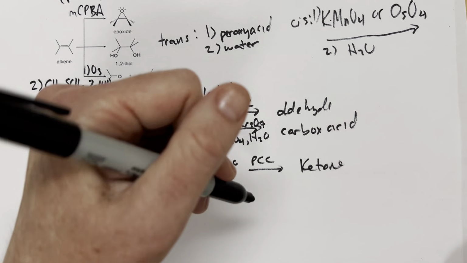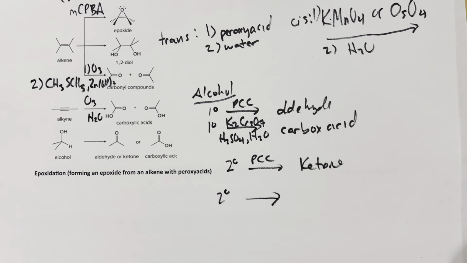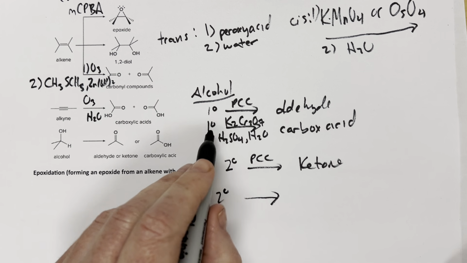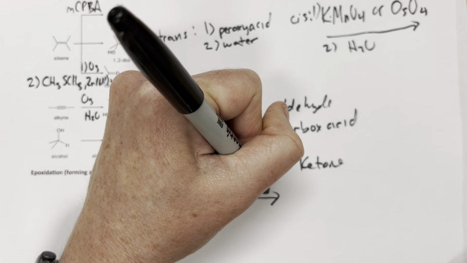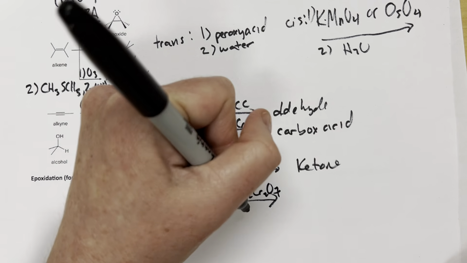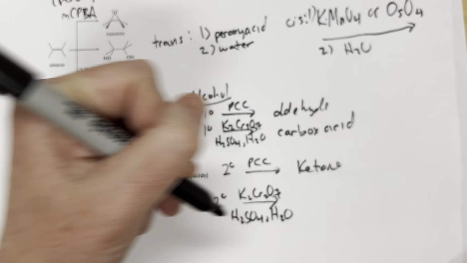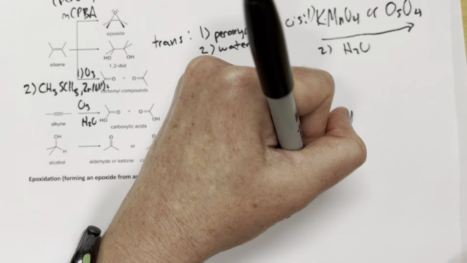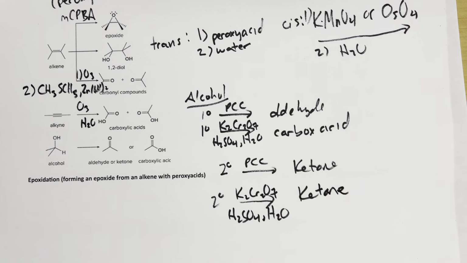And you could also take a secondary alcohol and do the exact same thing you did here with K2Cr2O7, potassium dichromate, along with sulfuric acid and some water. And you will also get a ketone. It doesn't matter, you're stuck with a ketone. Okay.